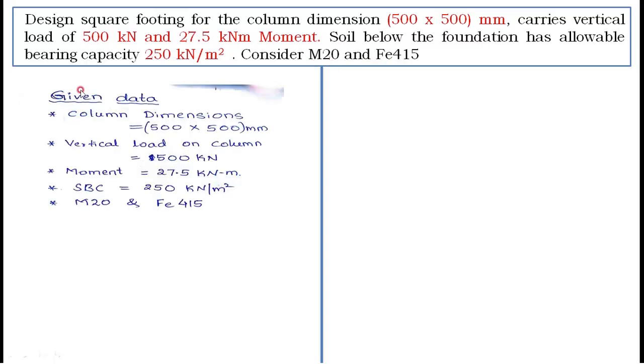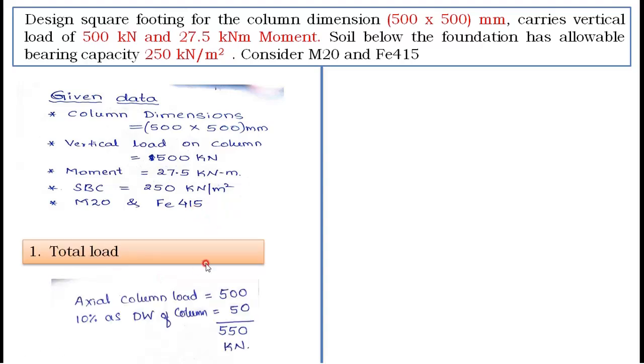As usual, I will first write the data. Column dimension 500 by 500 mm, vertical load on the column 500 kilonewton, moment 27.5, SBC 250 kilonewton per meter square, M20 concrete and Fe415 steel.